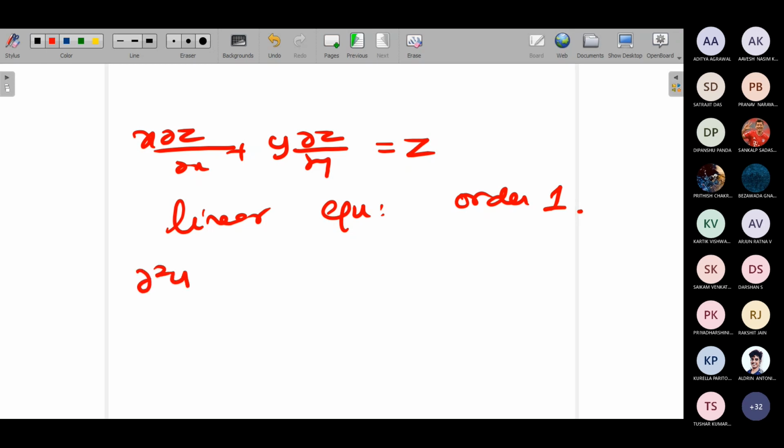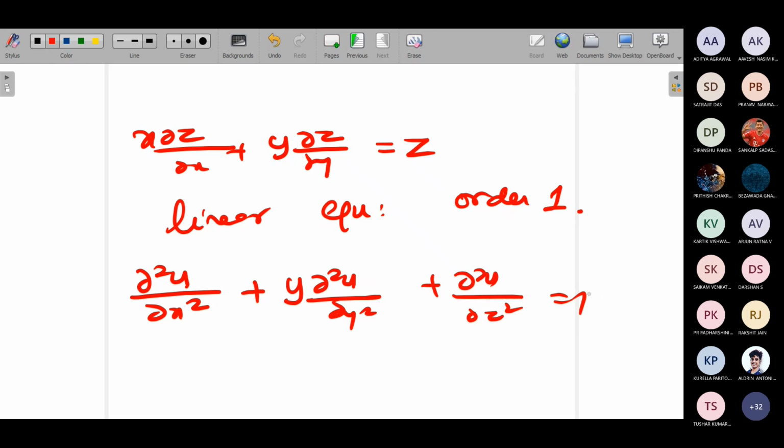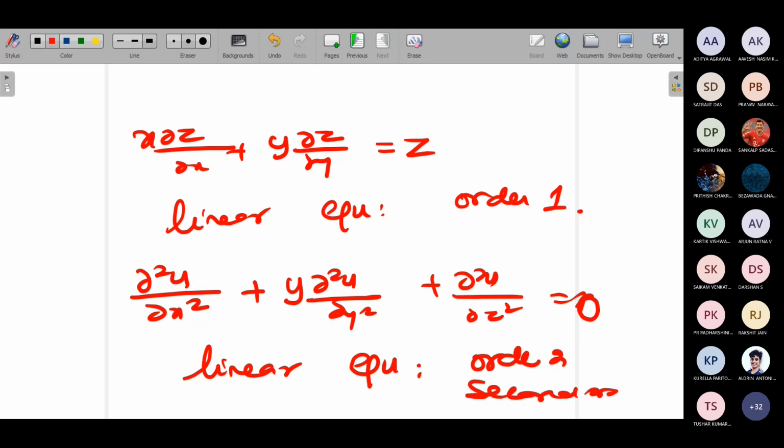What about this? Plus some y into dou square u by dou y square plus dou square u by dou z square equal to some 1 or 0, you can also take. What type of equation is this? Linear second order. Very good. It is a linear second order. That's why I asked you whether it has to be always 1 or not. Linear, order is 2, second order. It is a linear equation, but order 2.